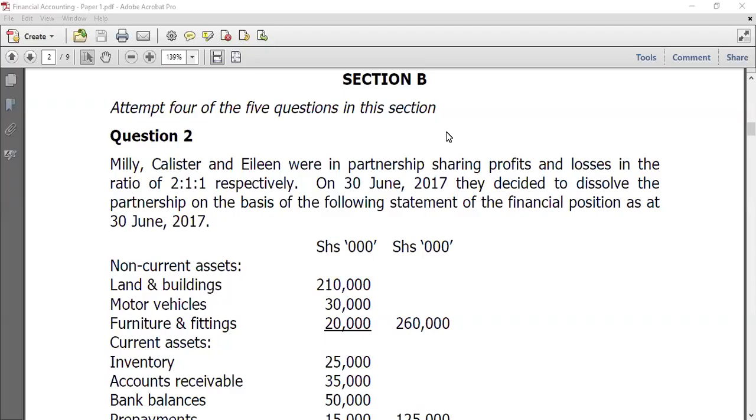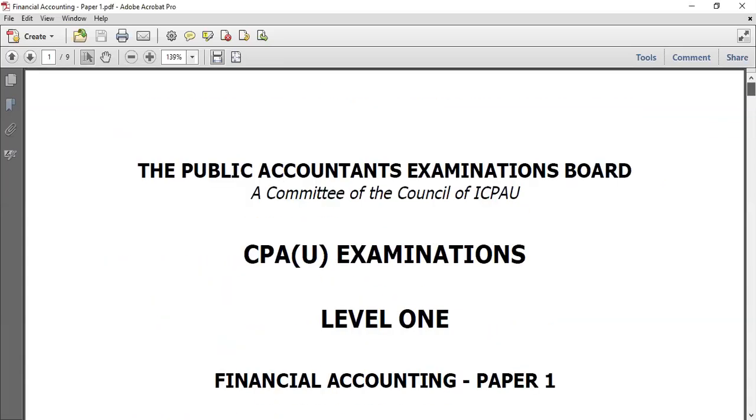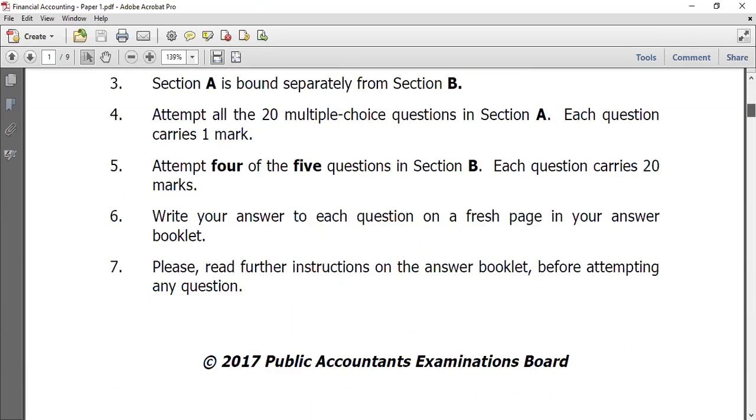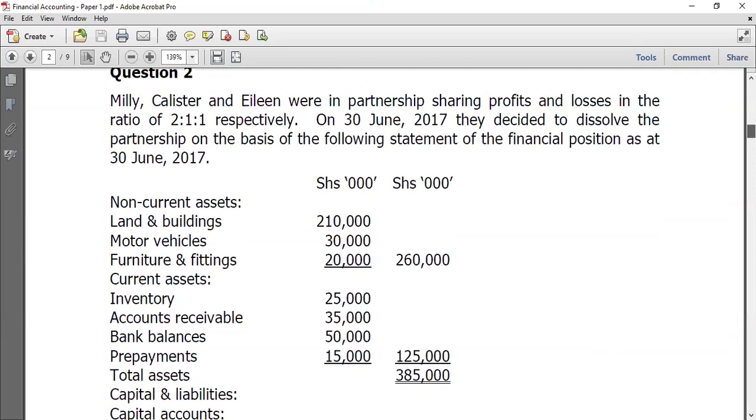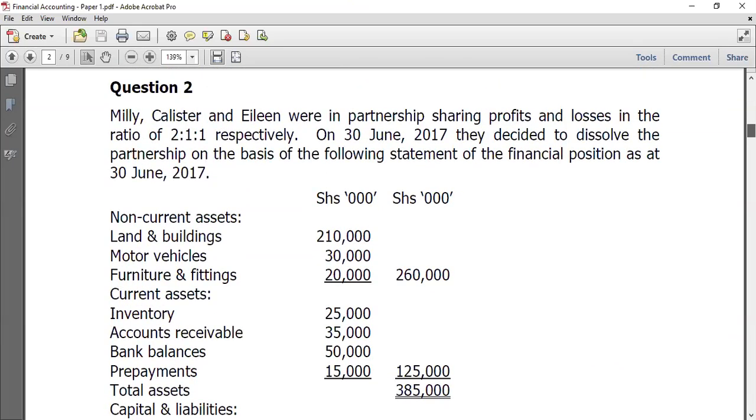Okay, so welcome to today's class, and today we want to learn more about partnerships. It's basically a revision class, and we are trying out a question on partnerships. This question is derived from August 2017. So if you're following through this, you can get this question paper, so it can be easier for you to follow through.